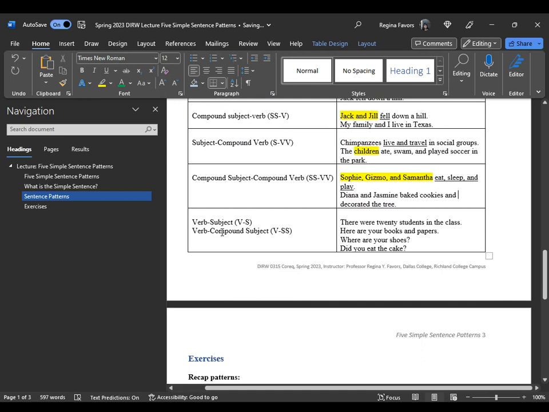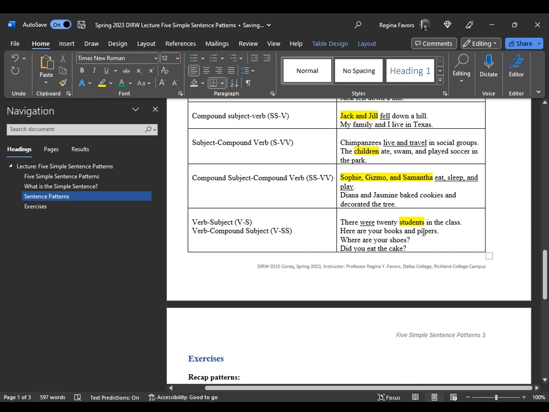Okay. Then we have verb subject and verb compound subject. So there were 20 students in the class. Here are your books and papers. Where are your shoes? Did you eat the cake? So it's weird how this begins a sentence, but you have to understand what the subject of the sentence is. The subject of the sentence is students. So then after that, we look for the verb, which is were. That's part of your be verb, is, am, are, was, and were. Okay. So it's a verb where the verb comes before the subject.